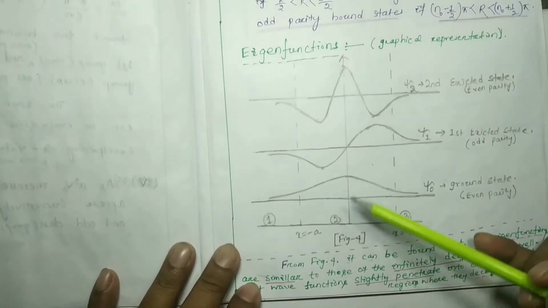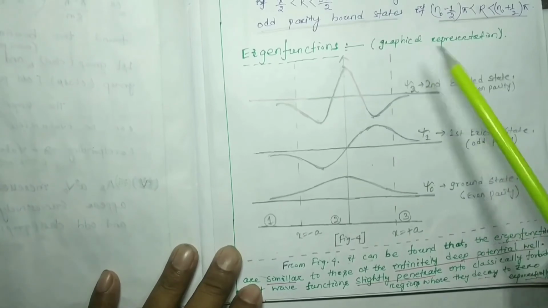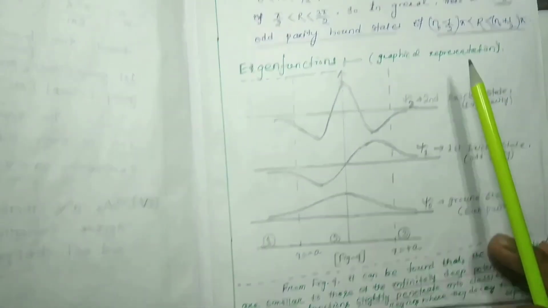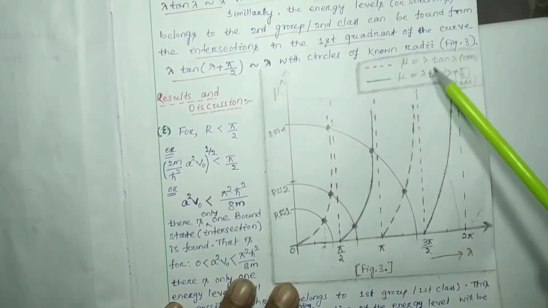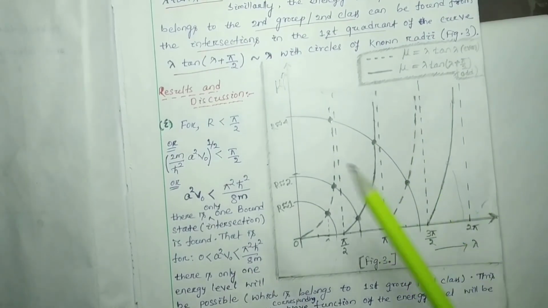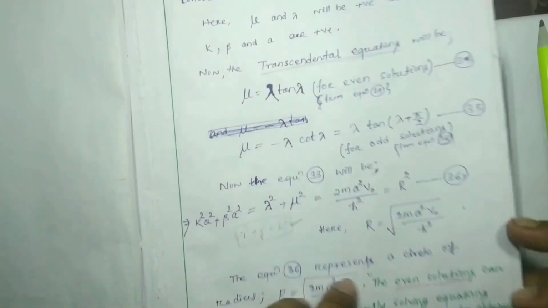So these are the alternate even and odd parity wave functions or bound states we found by solving graphically these two equations with the so-called circles that we defined. This one. Okay.